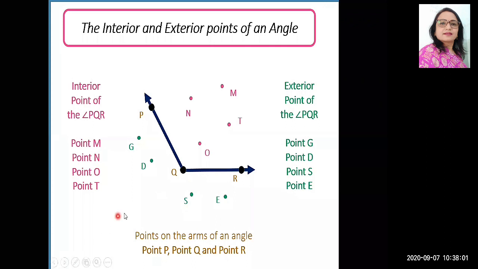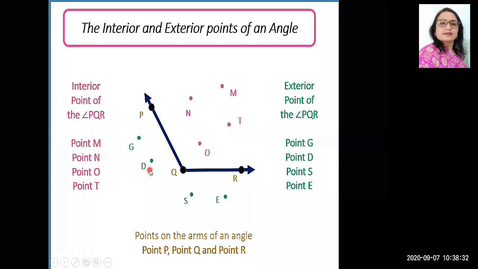Now, let's see, there are a few points that lie on the arms of an angle. These points are point P, point Q and point R. They are neither in the interior of the angle nor in the exterior part of the angle. They are on the arms of the angle. So children, I hope you all understand the interior and exterior of an angle.